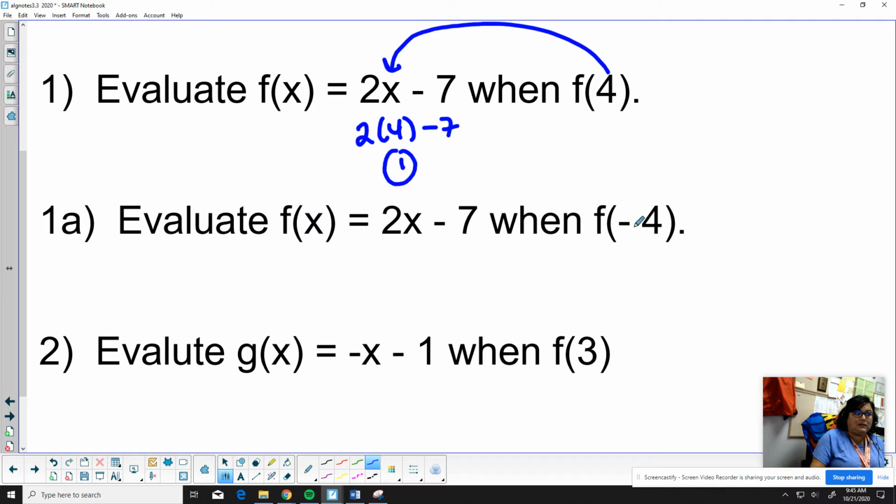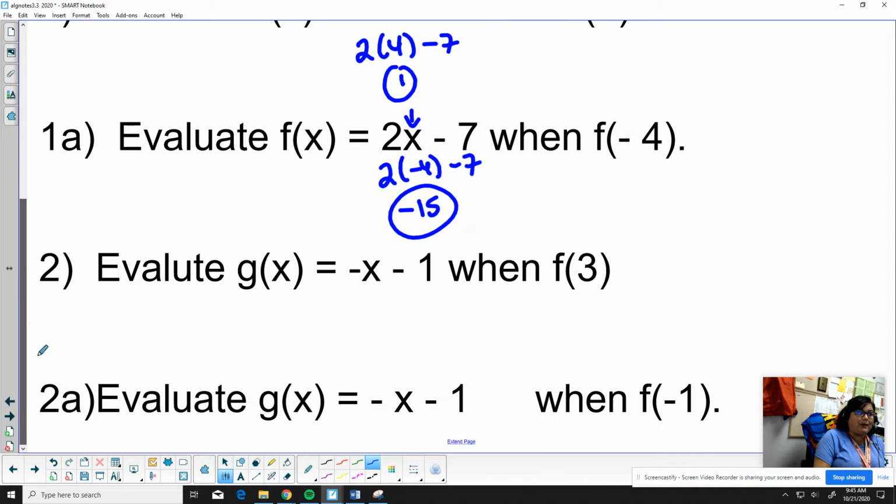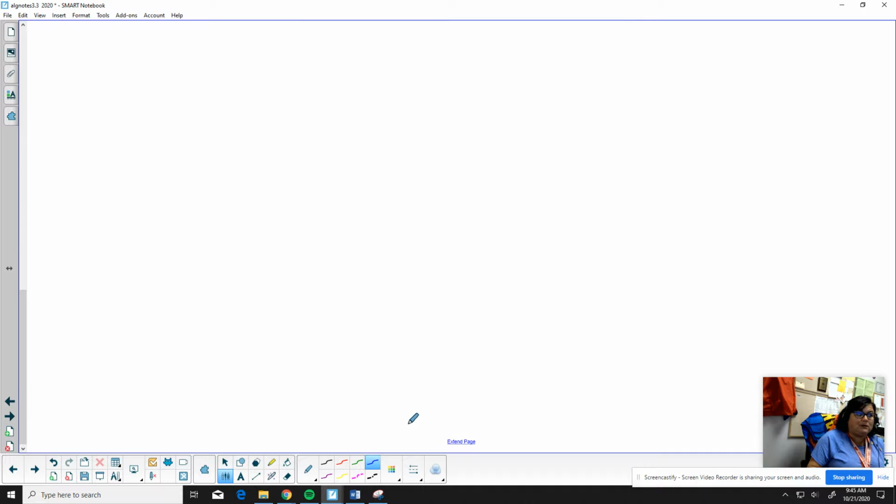Okay, and then if I do the same thing here, I take the negative 4 and I put it in right here. So 2 times negative 4 minus 7. Type that right into your calculator and it will give you negative 15. And that's the answer. So it's a plug and chug kind of thing. So I want you to press pause and try 2 and 2a and see if you can get those right. Use your calculator. Don't guess on the integers.